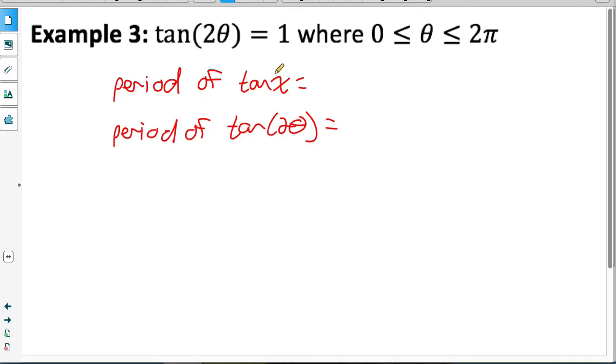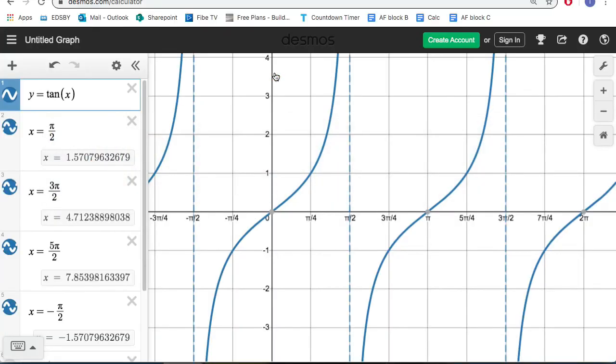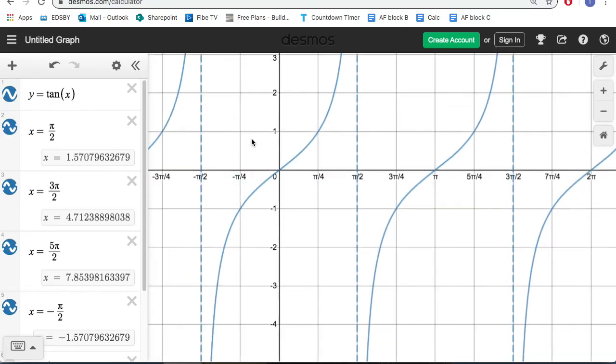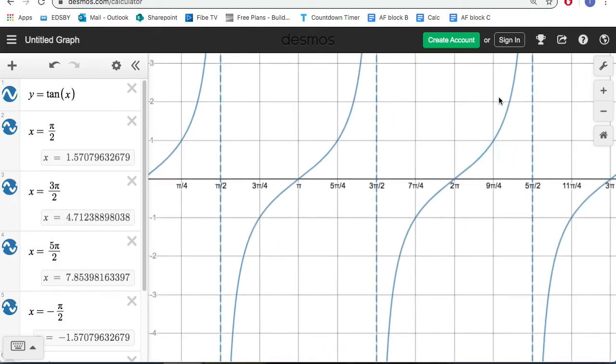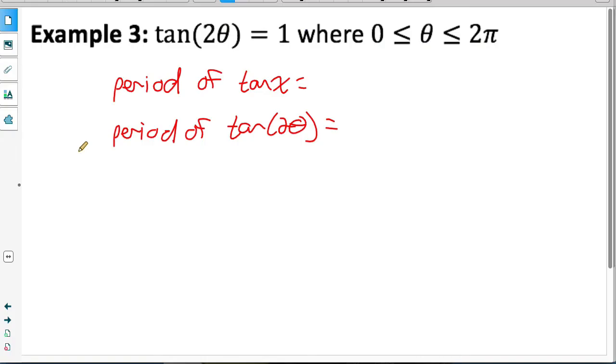Let's have a look at a normal tan x function in Desmos. Here it is. Notice that the pattern of y values that repeats is this section here. That section just repeats over and over and over again. And what's the horizontal length of that cycle? Well, what's the distance between pi over 2 and 3 pi over 2? That's 2 pi over 2, which is just pi. So a normal tan function, its period is just pi. So what does that tell us about the period of a tan double angle function?